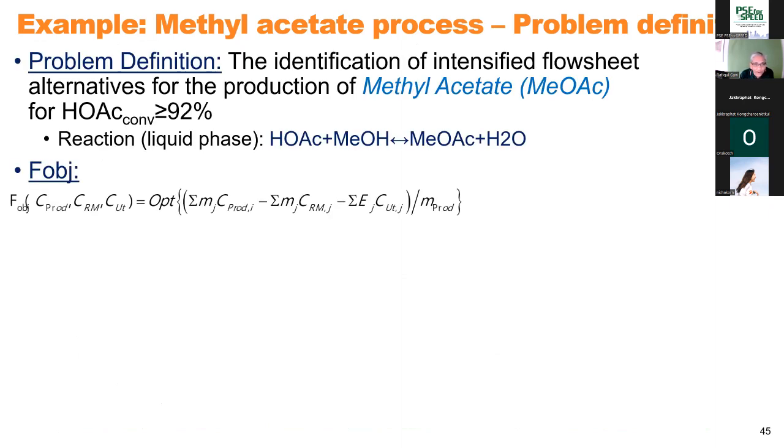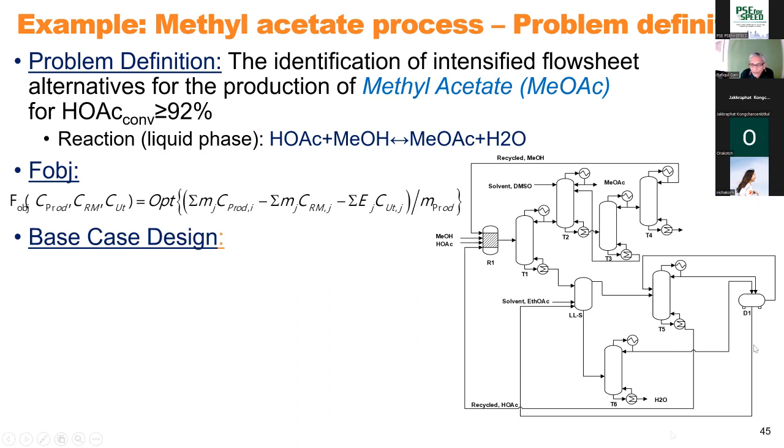So first, we define the problem. We have the reaction, acetic acid plus methanol giving methyl acetate and water. And we want methyl acetate purity of 92% or higher. We have the objective function to minimize the cost or maximize the profit. Here is our base case flow sheet. This is an actual flow sheet that existed at Eastman Chemicals.